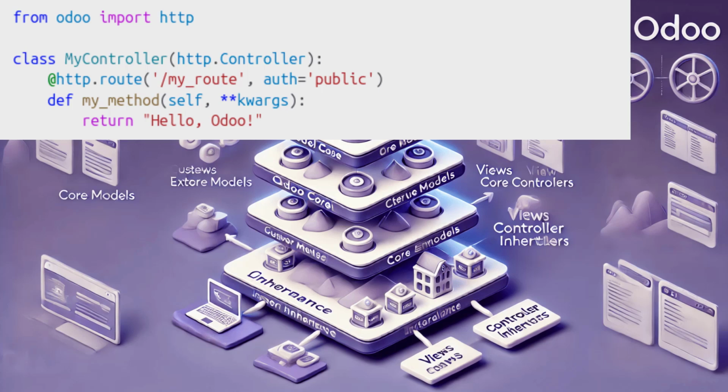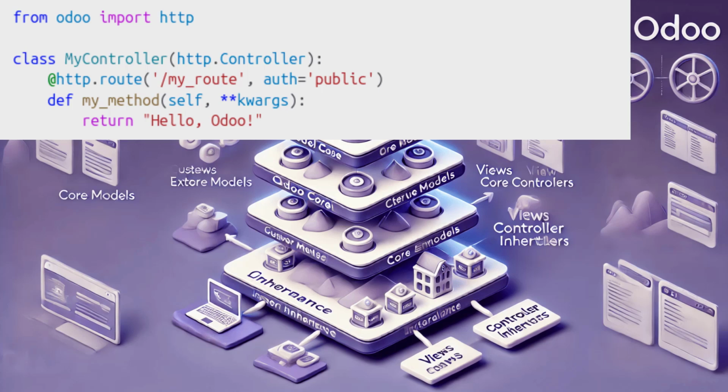And then the third kind of inheritance we use, controller inheritance, is used to modify or extend Odoo's web controllers, which handle HTTP requests and responses. You can create new routes, override existing ones, or introduce custom business logic for web interactions. This is an example. In this example, we have created a new route, my_route, that responds with a simple message. Controller inheritance is particularly useful when building web portals, APIs, or other web-facing features.